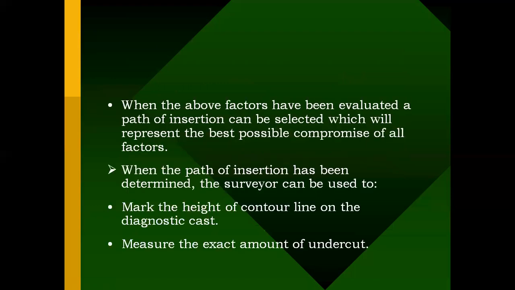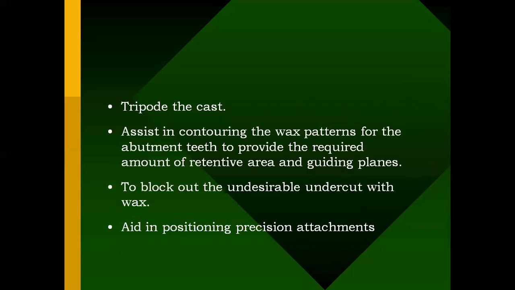When the above factors have been evaluated, a path of insertion can be selected which will represent the best possible compromise of all factors. When the path of insertion has been determined, the surveyor can be used to mark the height of contour line on the diagnostic cast and measure the exact amount of undercut. Tripoding of the cast can be done after that. It assists in contouring the wax pattern for the abutment teeth to provide the required amount of retentive area and guiding plane, to block out the undesirable undercut with wax, and to aid in positioning the precision attachments.